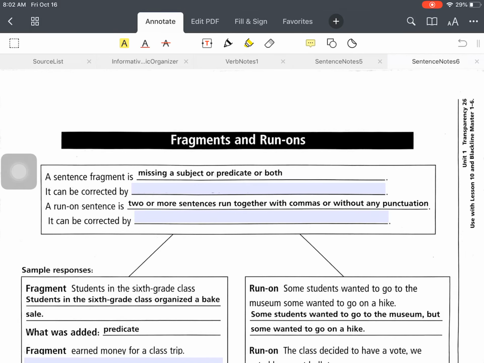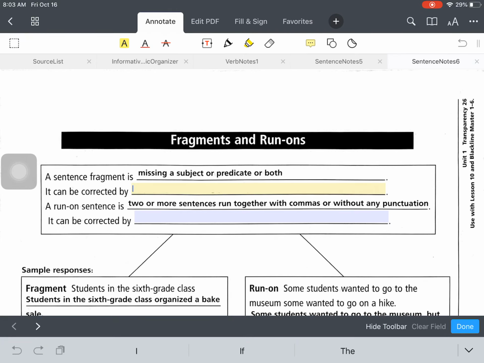We are going to talk about fragments and run-ons. Now, these are the majority of problems that I see with student writing. They write a ton of fragments or run-ons. So, a sentence fragment is missing either a subject, a predicate, or both.